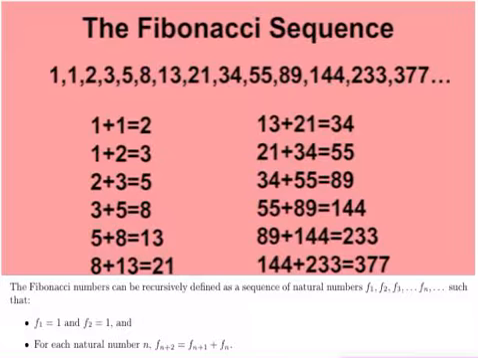And for each natural number n, f sub n plus 2 equals f sub n plus 1 plus f sub n. In simpler terms, this means the Fibonacci sequence is generated by adding the 2 previous terms together. And this is actually shown in the middle part of this slide where we see that the 2 numbers added together produce the next number in the sequence.